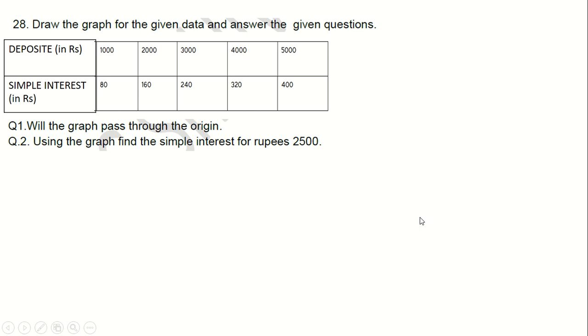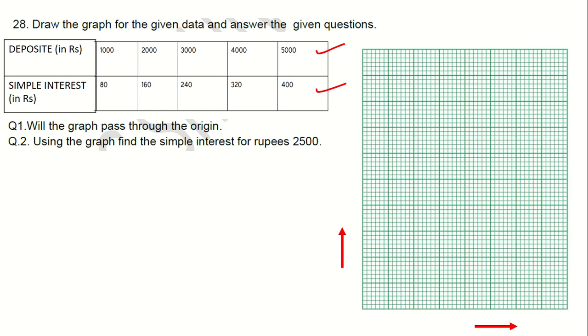Draw a graph of given data and answer the given question. Here there are given deposits. They give the deposits in one row and the simple interest in another row. So we have to write the deposits on the x-axis and the simple interest on the y-axis. Therefore we have to take the graph here.